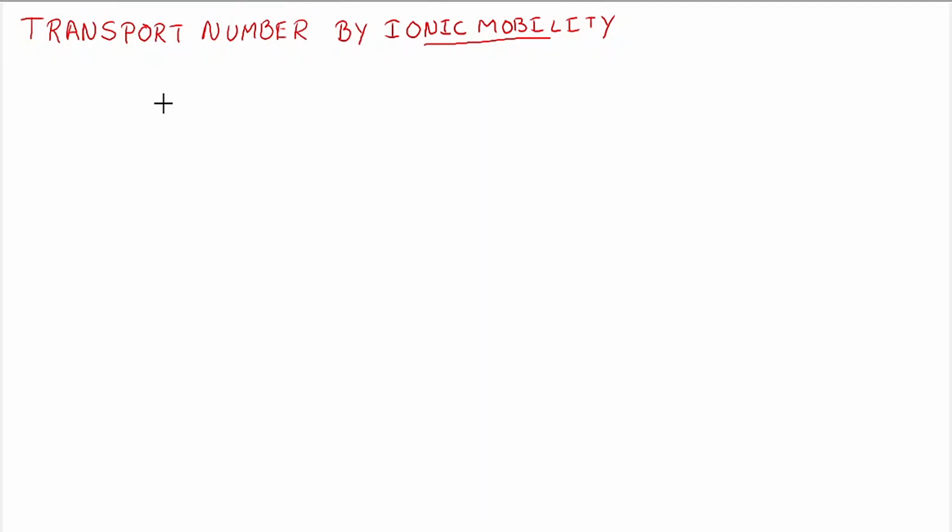So the first method is by the ionic mobility, and basically we know that the ionic mobility, or we may refer to it as conductance. This conductance is directly proportional to the speed of the ion. Conductance is the amount of electricity that is being conducted by the ions, and that conductance will be directly proportional to the speed of the ion. The more the speed or mobility of the ion, the more electricity will be conducted.